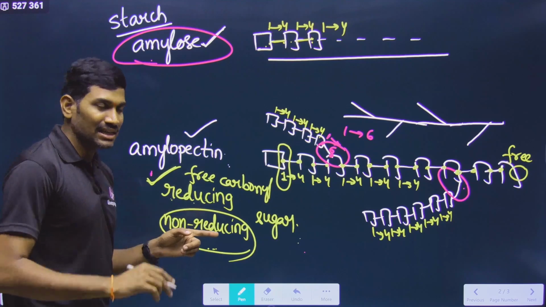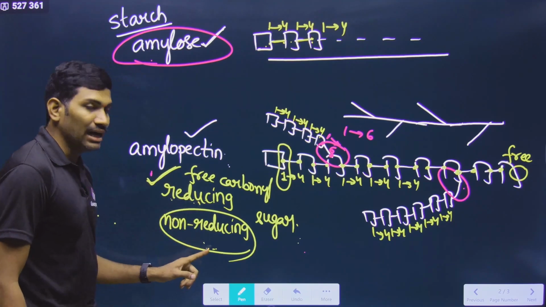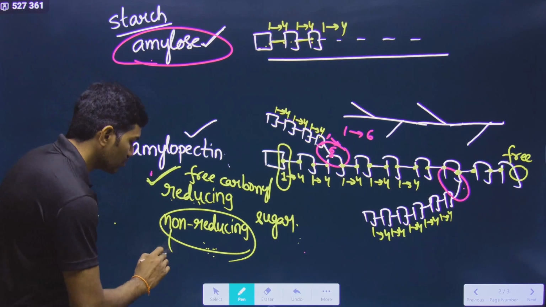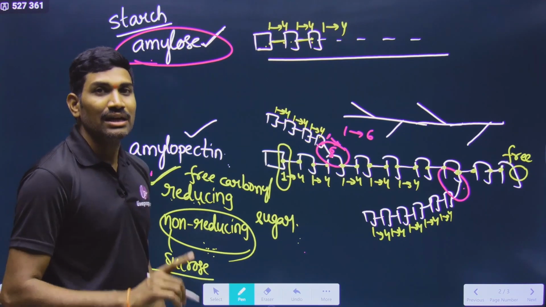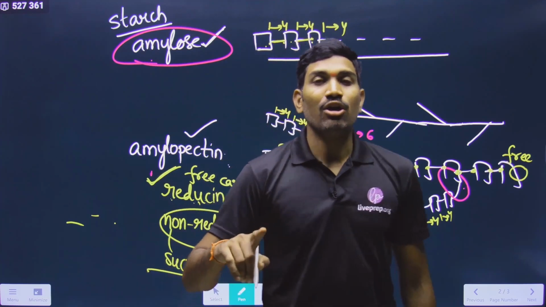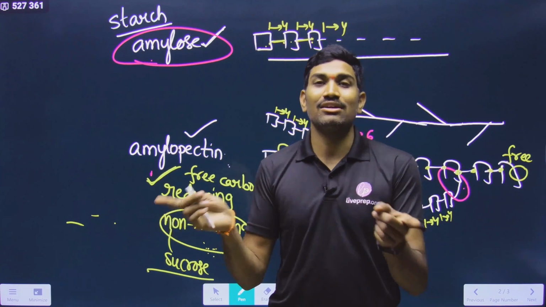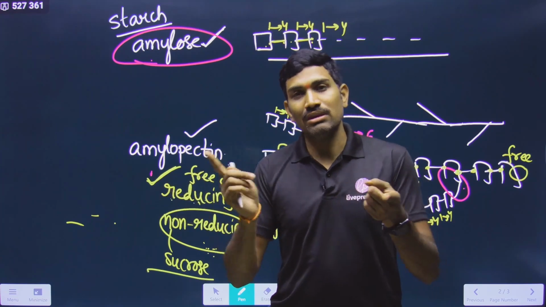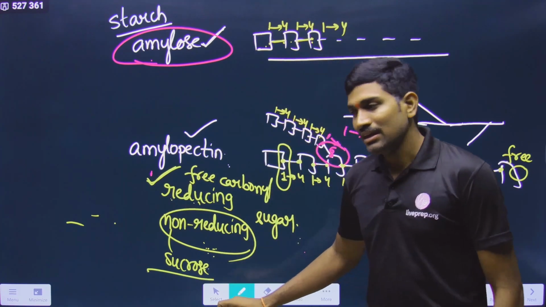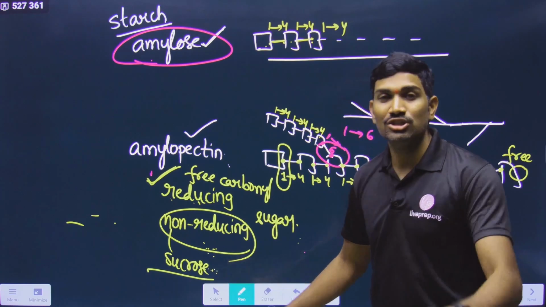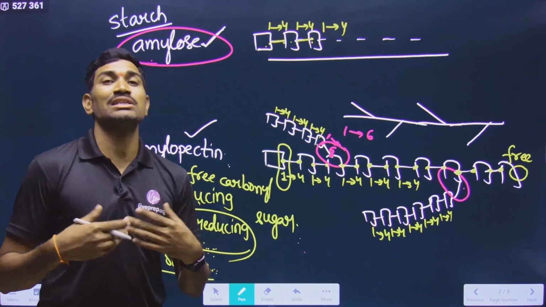In the case of disaccharides, we studied lactose and maltose as reducing. But under the non-reducing, we studied sucrose. Why did we study sucrose as non-reducing? Because the first carbon of glucose and the second carbon of fructose are the carbonyl carbons, and both of them are involved in the bonding. That's why they are not free in the case of sucrose. Since they are not free in sucrose, it is a non-reducing sugar. This is the concept of reducing and non-reducing sugar.